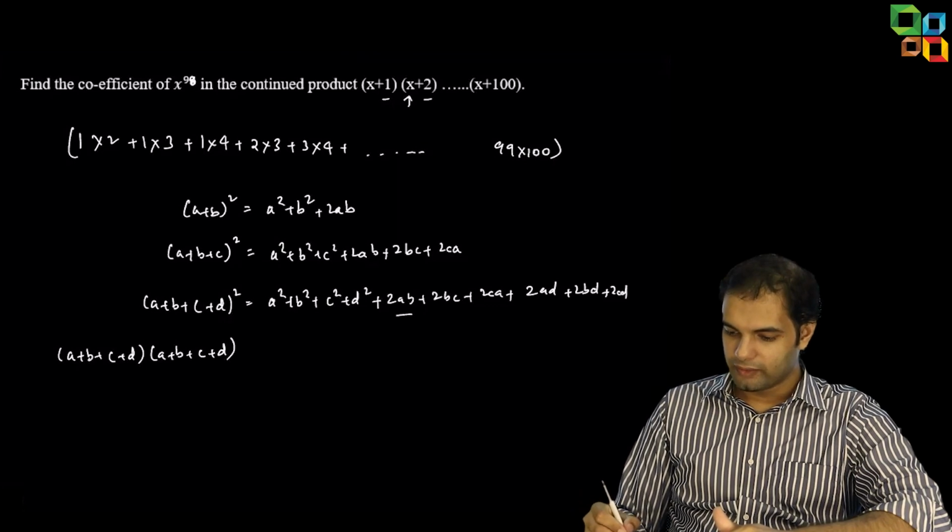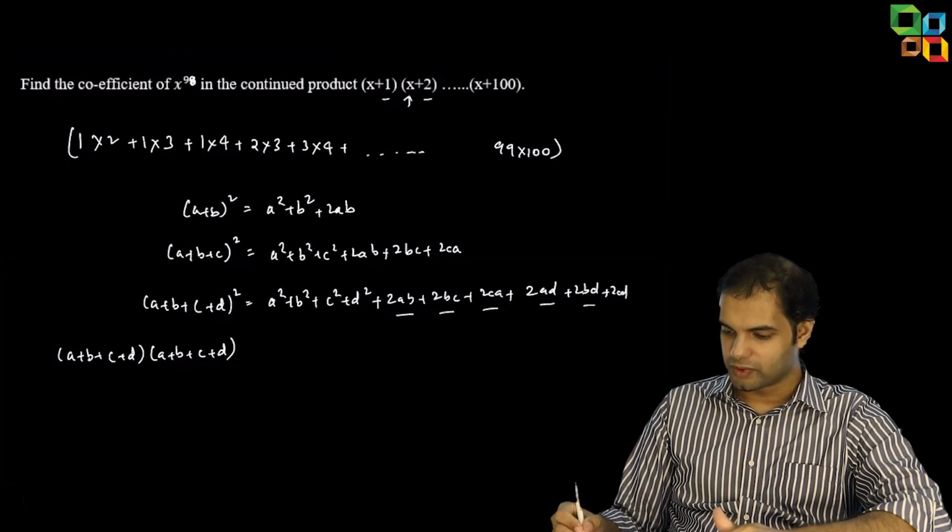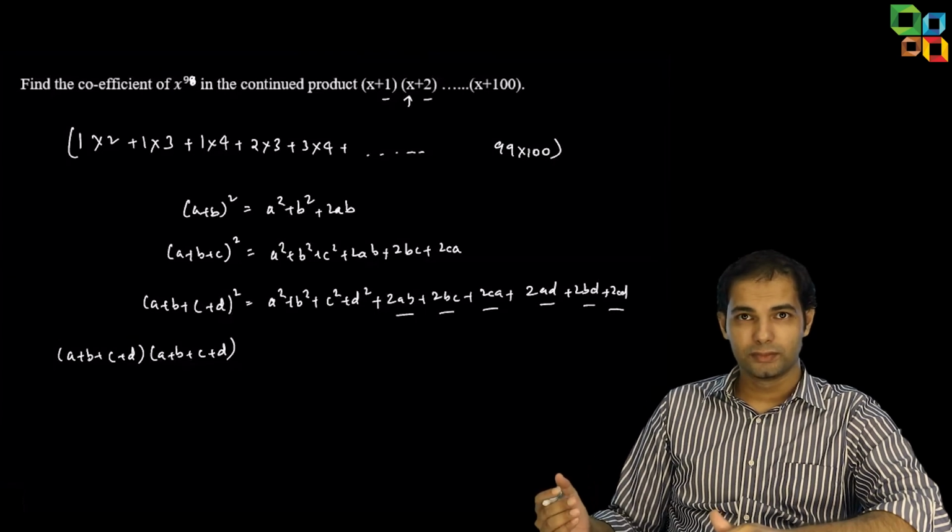So you can see we have AB, after AB we have AC, then we have AD. Then it starts from B: BC, BD. Then it starts from C. Can you see the pattern now?